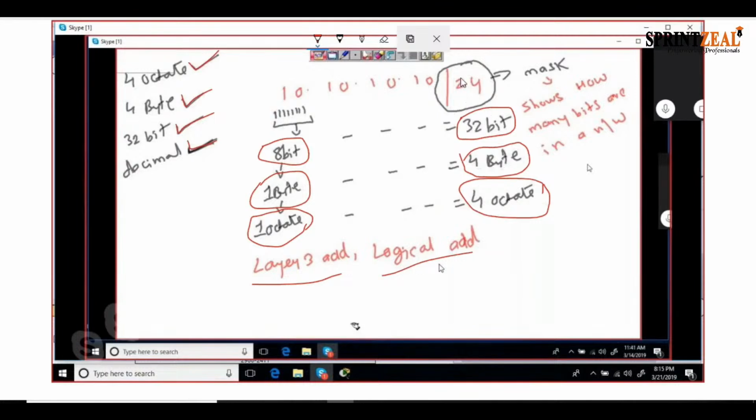Now, this is called the mask, and it is a very important factor, right? Because without a mask in IPv4 you cannot do anything. And don't forget, the mask shows how many bits are in the network.